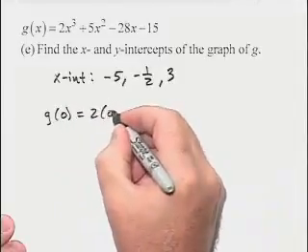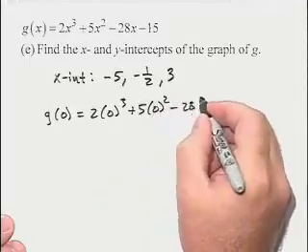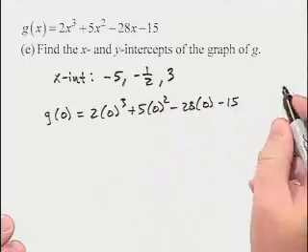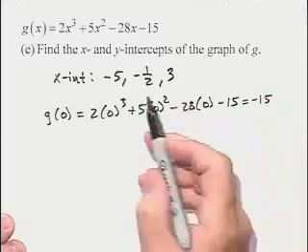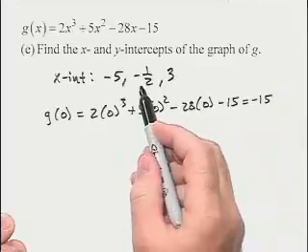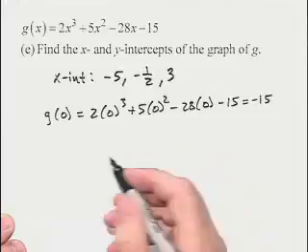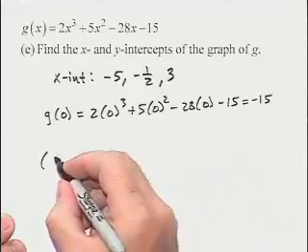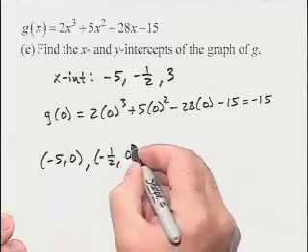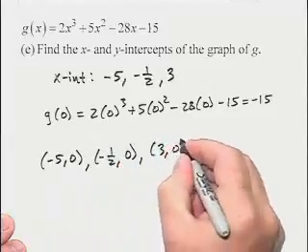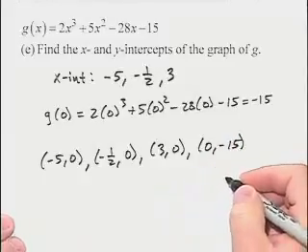g of 0 is 2 times 0 cubed plus 5 times 0 squared minus 28 times 0 minus 15, which is just negative 15. So our x-intercepts are negative 5, negative 1/2, 3. Now our y-intercept is negative 15. If we want to write ordered pairs, the intercepts would be (negative 5, 0), (negative 1/2, 0), (3, 0), and (0, negative 15).